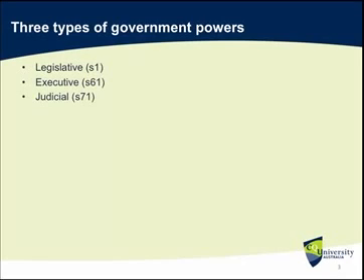But in a true democracy, where constitutionalism or a constitutional government exists, even in the absence of a written constitution, such as in the case of New Zealand and the UK, these three types of government powers exist, and they are separate from each other.